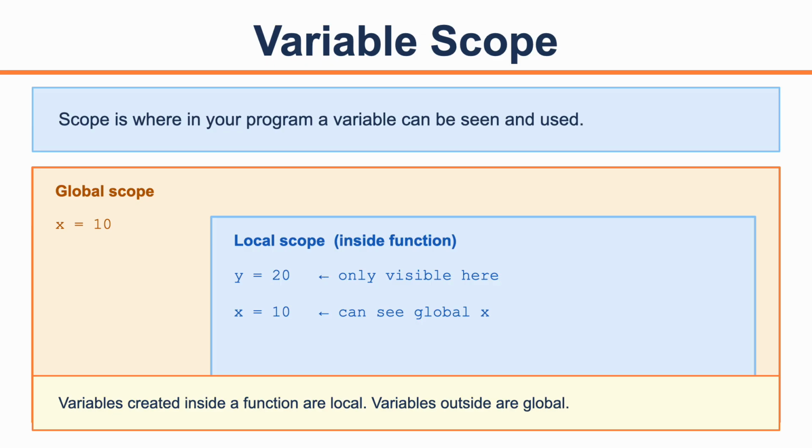Now let's understand what a scope is. Scope describes where a variable can be seen in your program. A variable created outside any function exists in the global scope. A variable created inside a function exists in the local scope. Code inside a function can see global variables. Code outside the function cannot see local ones.